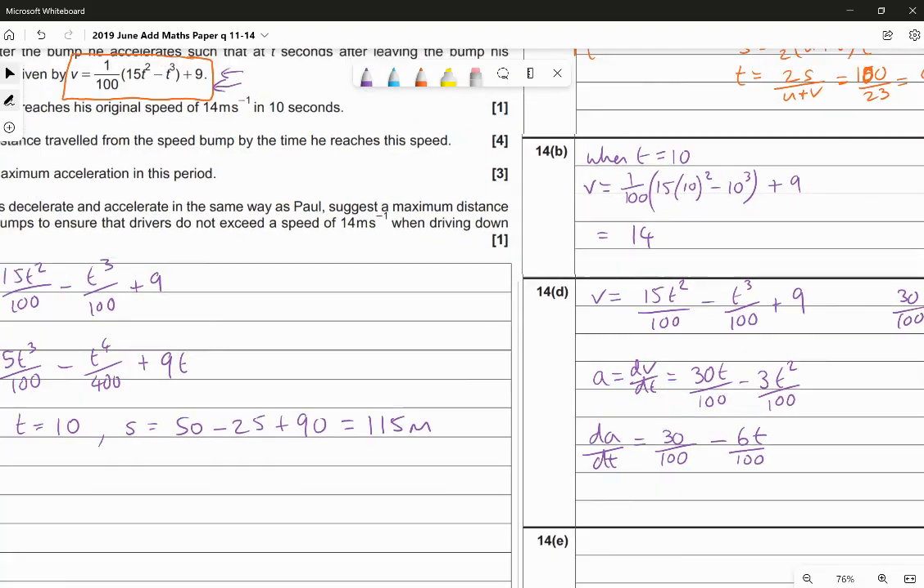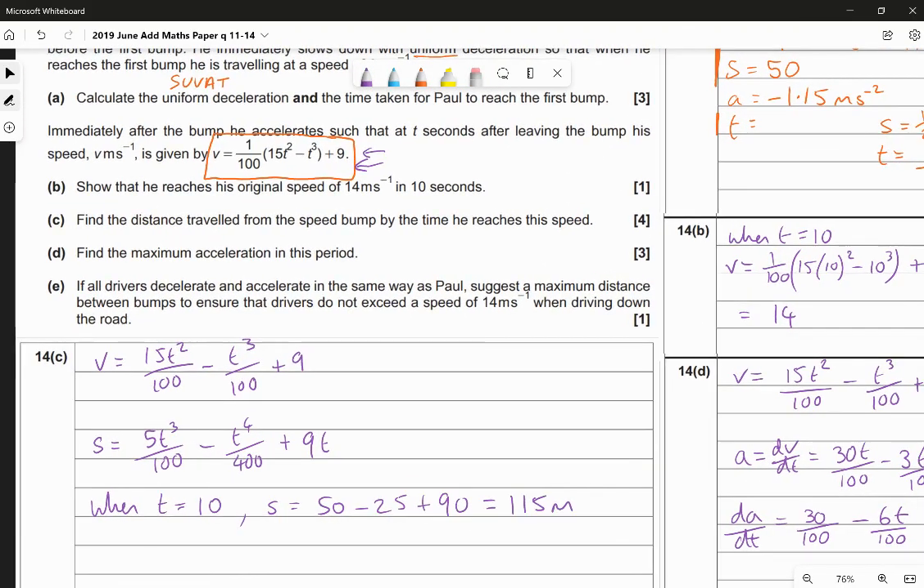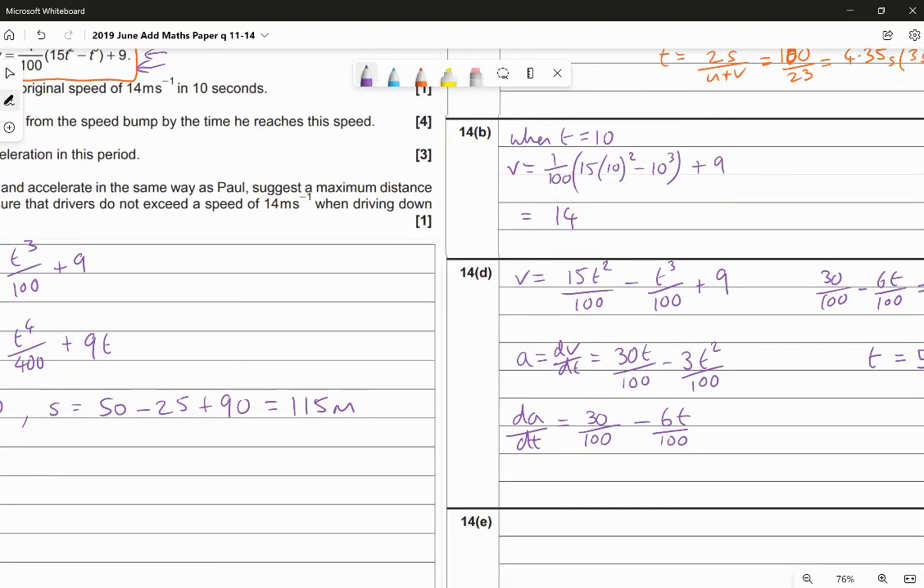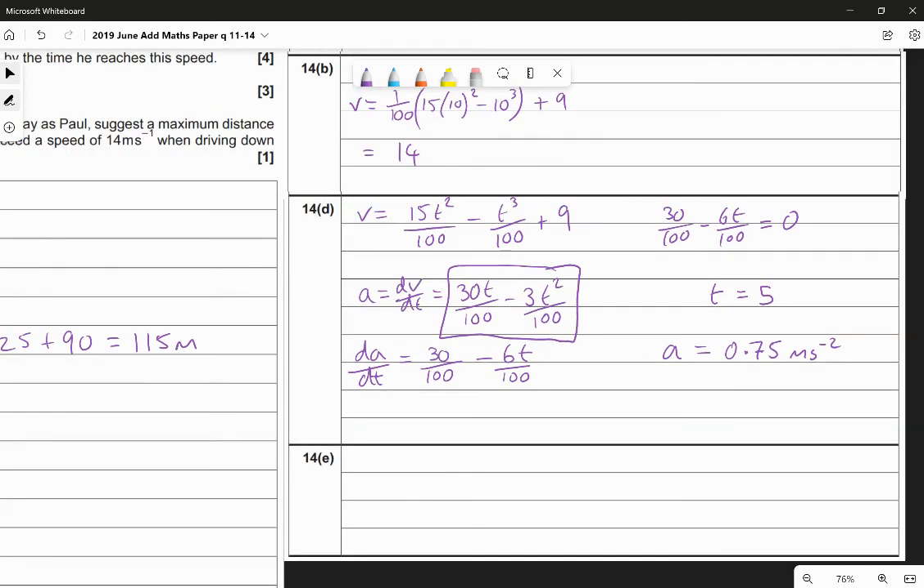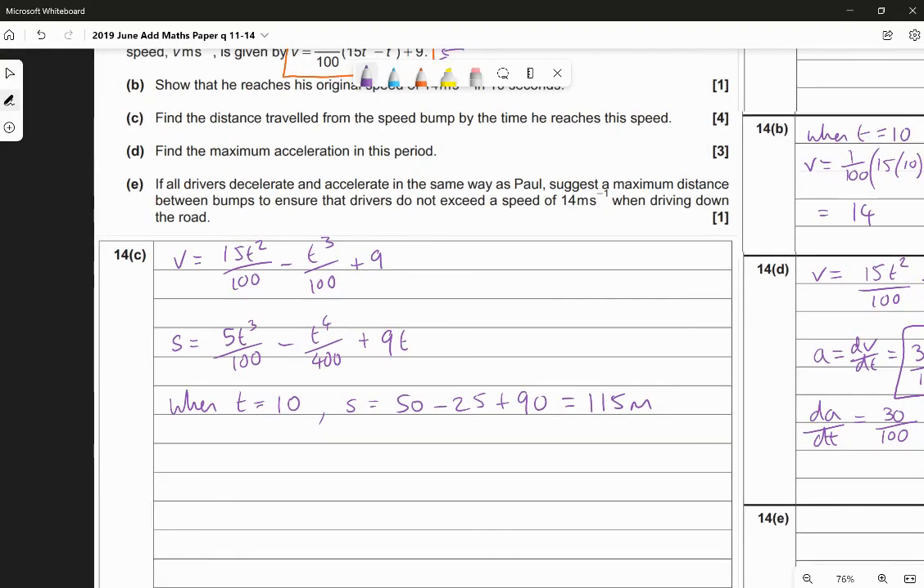Okay, and when t is 5, does it want me to find the maximum acceleration? Yes, it does. So when t is 5, I need to find the value of the acceleration. I substitute into this, which is my expression for the acceleration, and I get 0.75. So the greatest acceleration I have during that period of 10 seconds is 3/4 of a meter per second per second.